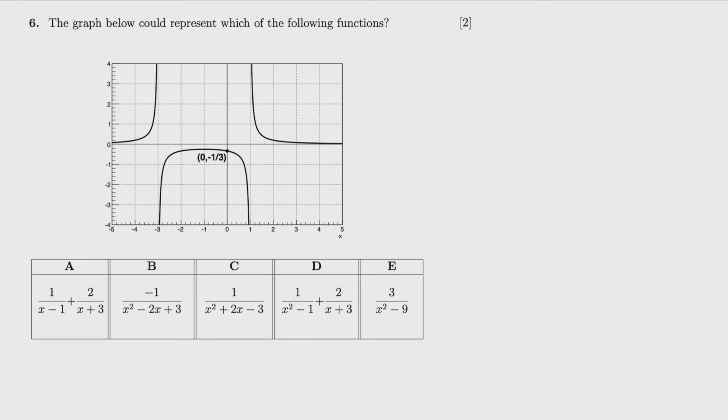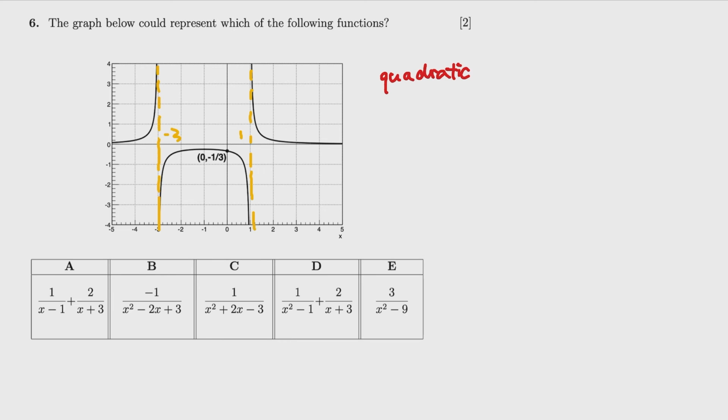Question 6. If you have done lots of graph plotting questions, you should know that it is actually 1 over a quadratic equation. It doesn't matter if you don't know why. I'm going to talk through the process of how to solve this problem. The most noticeable features of this graph are two vertical asymptotes, and they are at x equals minus 3 and x equals 1. So that means if we put those two values of x into those functions, one of the denominators should be 0. So let's look at option A.